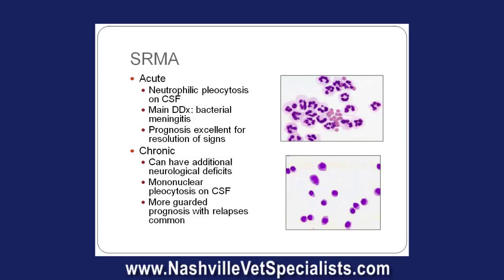The other main rule out for seeing neutrophils in the spinal fluid is bacterial meningitis. But bacterial meningitis is so rare in dogs that most of the time, if this is what you're seeing, it's going to be a steroid responsive meningitis. If it's a bacterial meningitis, usually there's a systemic infection. There are going to be other signs. We don't typically see a bacterial meningitis in a dog without some sort of systemic infection somewhere, or significant changes on blood work. Also, the neutrophils would usually be degenerative if it's bacterial.